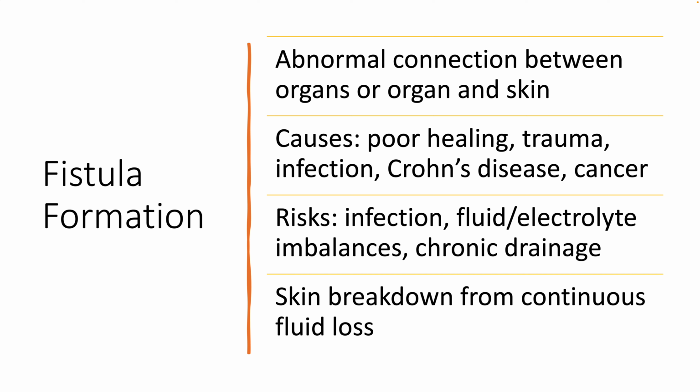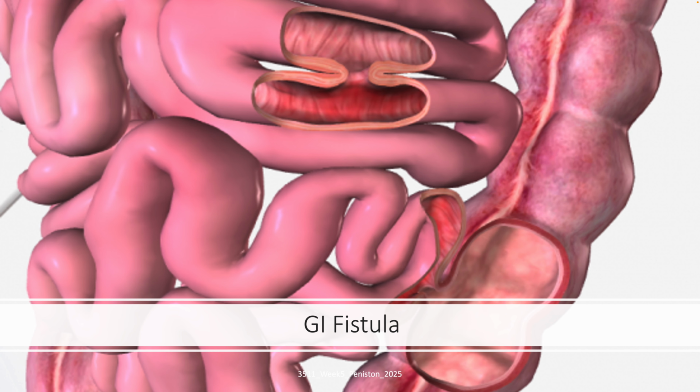Fistula formation is an abnormal connection that develops between organs or between an organ and the skin. The causes are poor healing, trauma, infection, Crohn's disease, or cancer. The risks are infection, fluid and electrolyte imbalances, chronic drainage, and skin breakdown from continuous fluid loss. And this is an example of a GI fistula, so you can see that there's an erosion between the loops of the bowel here.